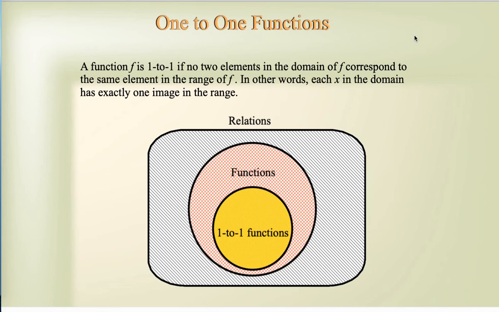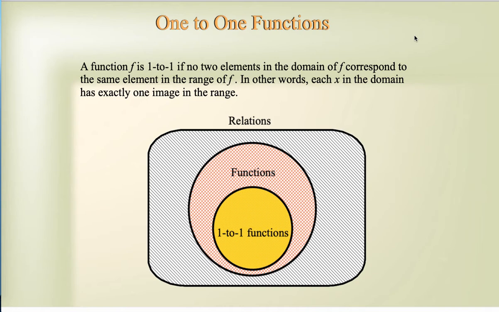Today will be a nice little short lesson. We're talking about one-to-one functions. It's the highest type of function that we have in math. So, a function is one-to-one if no two elements in the domain of f correspond to the same element in the range of f.